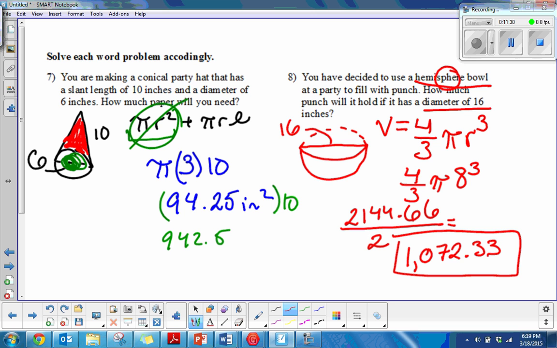Okay, go ahead and finish all the problems here. Once you finish those problems, go ahead and ask your teacher for the retake portion of the surface area and volume section. Good luck.